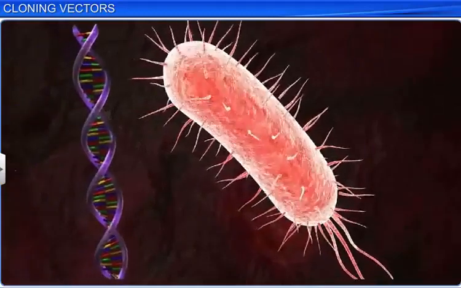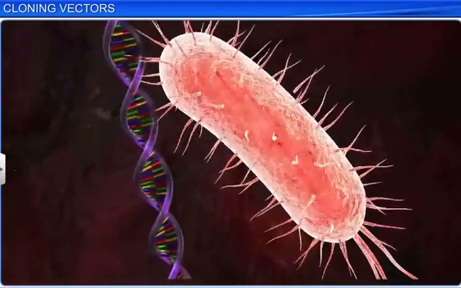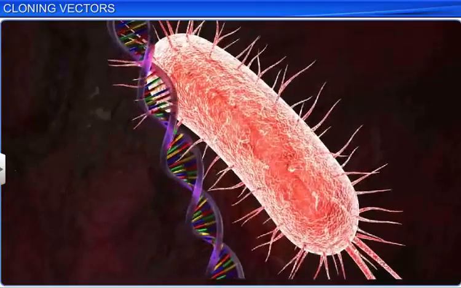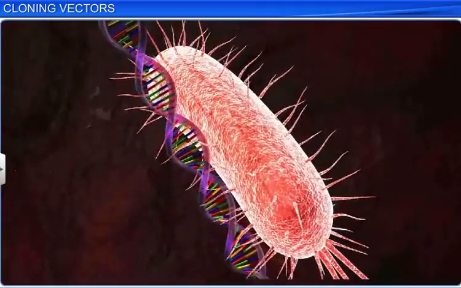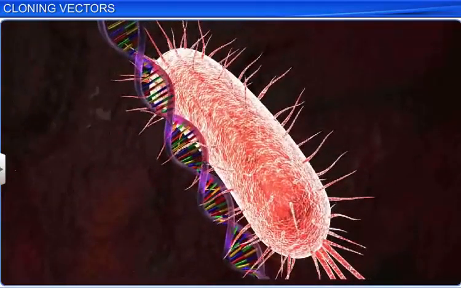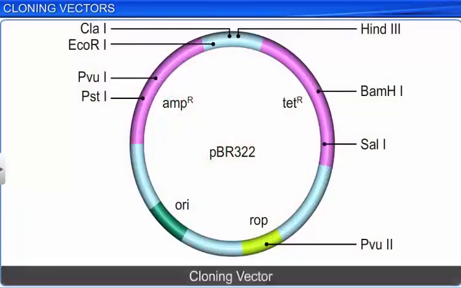Imagine placing foreign DNA in a bacterium. Will this DNA multiply? It will not, as the bacterium will not recognize the foreign DNA. To get recognized and to multiply, foreign DNA requires some identification sequences or replicon. These identification sequences are provided by a cloning vector.